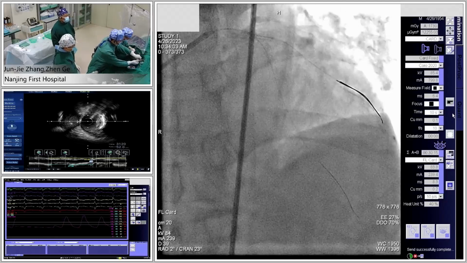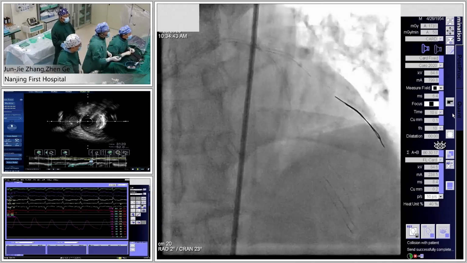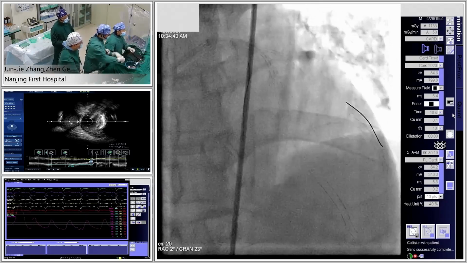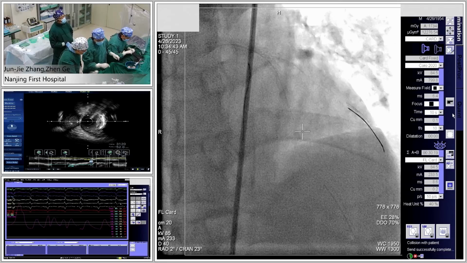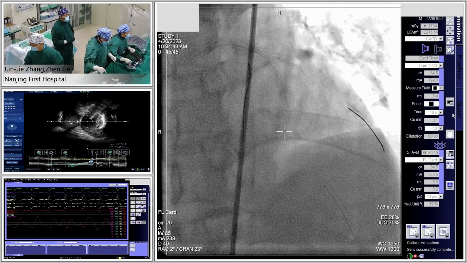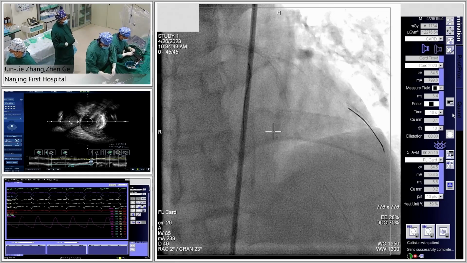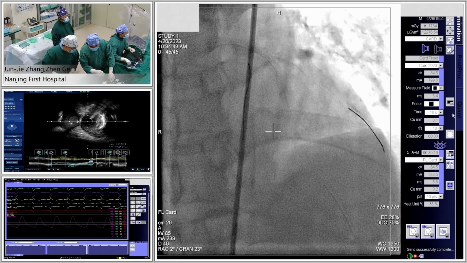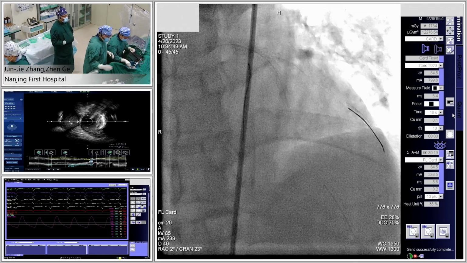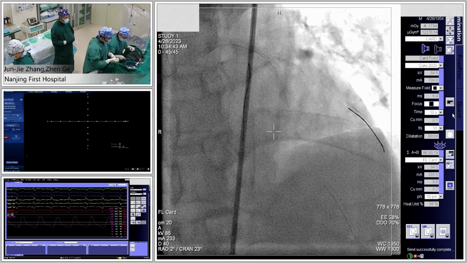So pull back this wire. What balloon will you use to do the side branch dilation? 2.75 NC balloon. Can you tell us, is this a proximal rewiring from the angiograph, or will you choose IVUS recheck? Okay, we can check IVUS. Please check the IVUS.